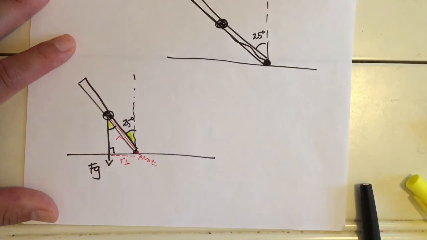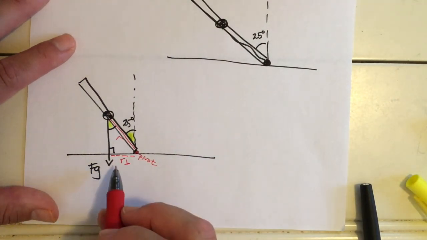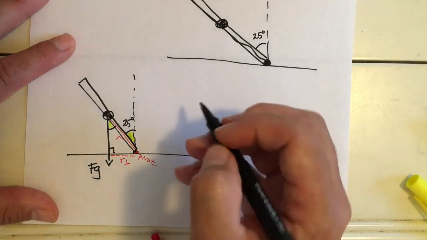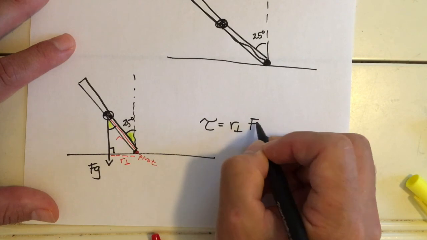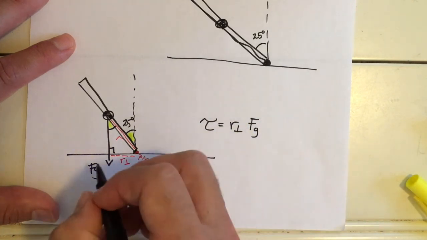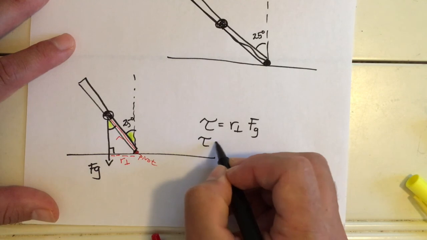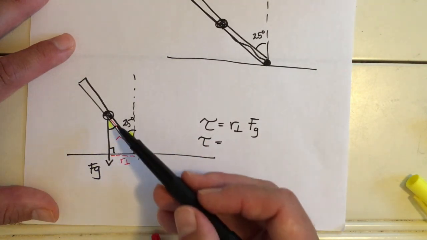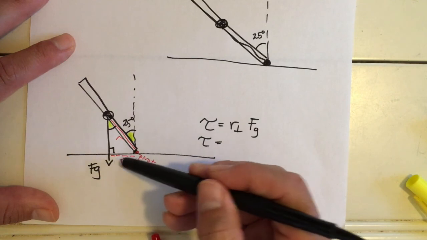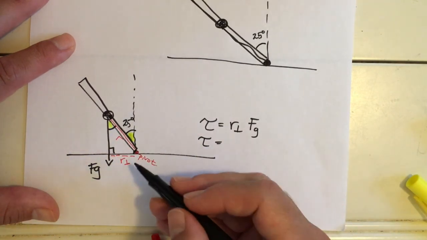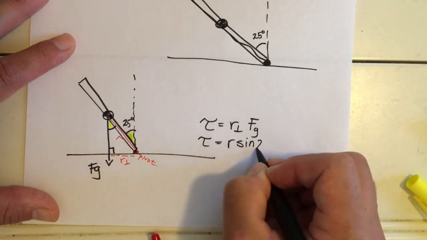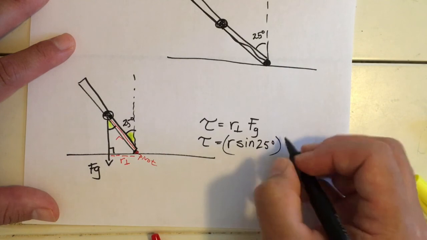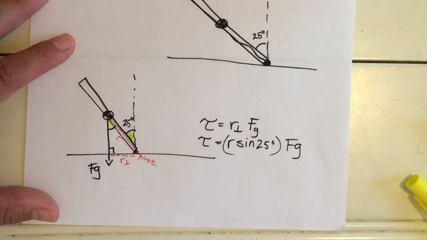and this would be 25. All right, so what I'm trying to say is torque is equal to R perp times F, which is the weight, so we can call this Fg. Then torque is equal to the hypotenuse R times sine of what? Because this is opposite, so it's got to be sine 25. You see that? So this is R sine 25 times Fg. And I think that's easier. I don't think the book showed it that way.